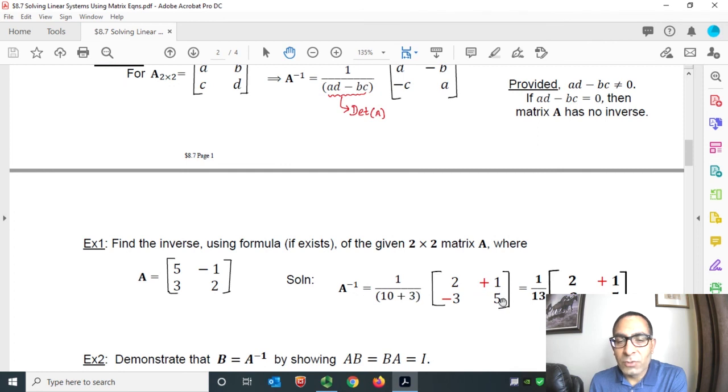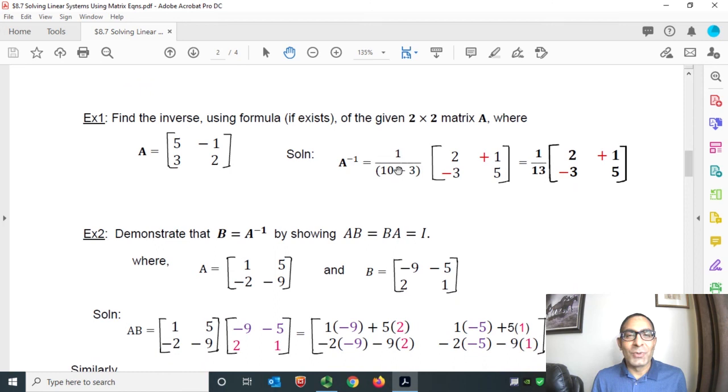And times another 2 by 2 matrix here. This matrix we form from the given matrix A: on this diagonal, we simply switch the entries, so 5, 2 switches to 2, 5, and on this other diagonal we multiply by negative 1, so 3 becomes negative 3, and negative 1 becomes positive 1. I hope this makes sense to you all. Then next, let's simplify. So 1 over 13 times the matrix 2, 1, minus 3, 5. Great. You don't need to write the plus sign in front of the number, but here, just to distinguish the given matrix A from the construction process of A inverse, I wrote plus there.